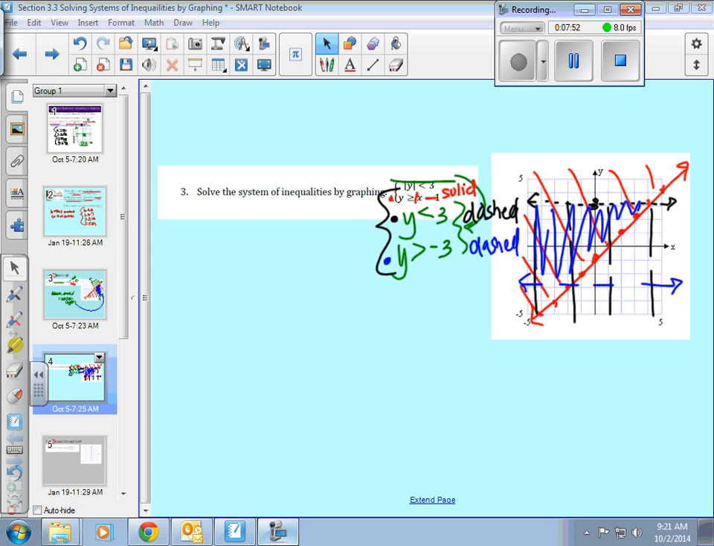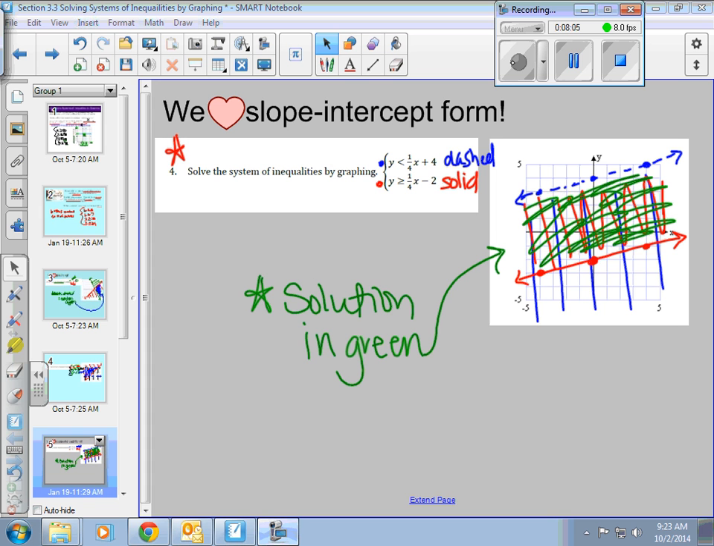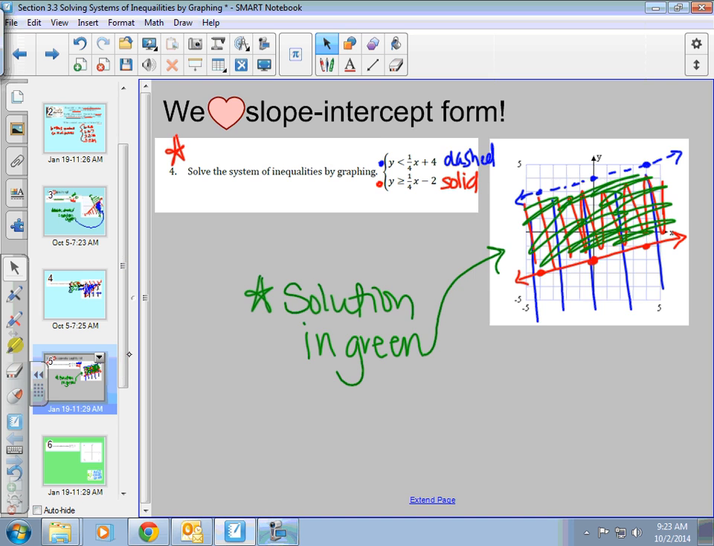Let's go ahead and look at number 4. I would like for you to graph number 4 on your own. Pause the video and graph number 4 on your own. Here is the solution for number 4. Notice it is in green. So check that over. We can go over questions tomorrow in class.